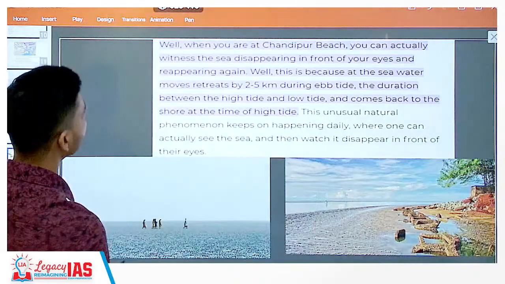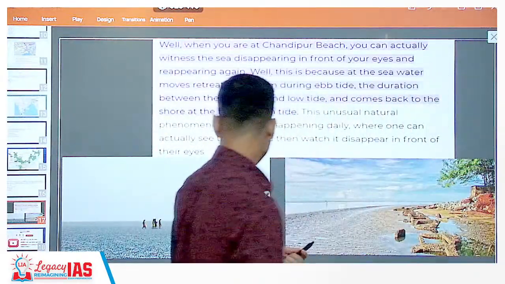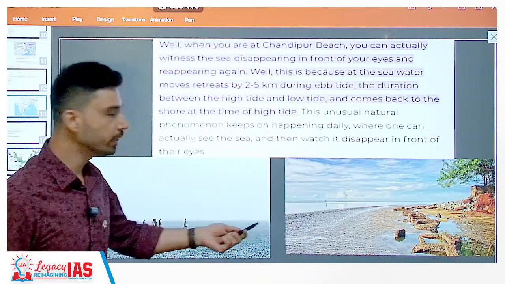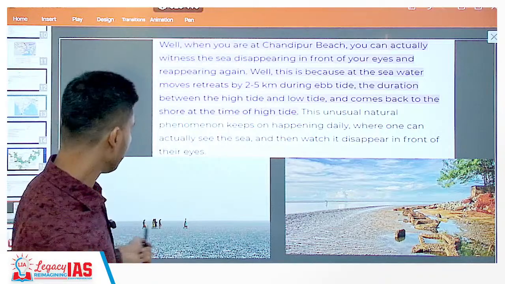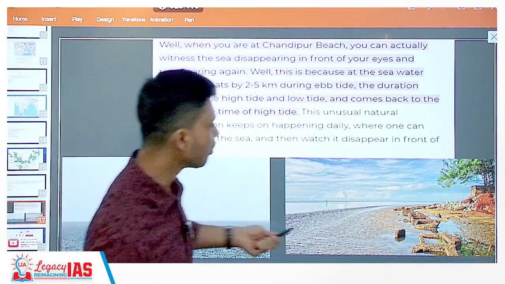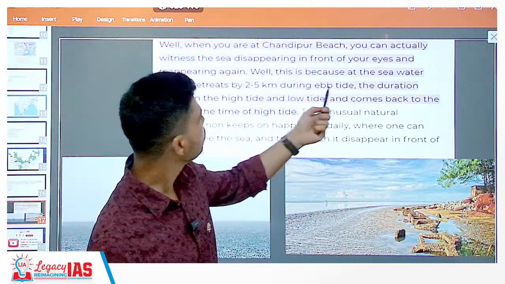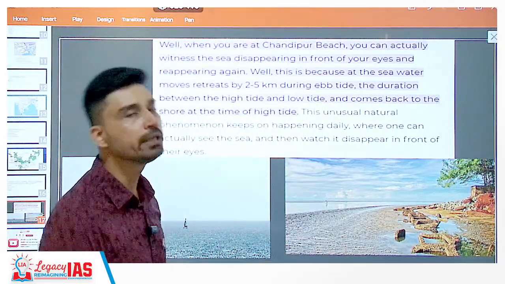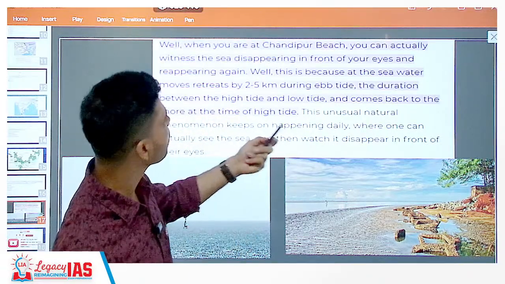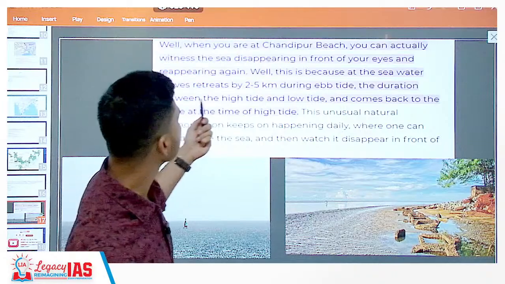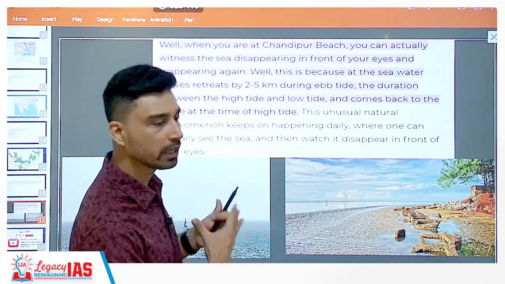So basically, Chandipur is a beach. The photograph you can see here is taken during low tide, and as you can see from the image, the people who are walking in this area are walking on the seabed. The water level has receded to such an extent. When you are at Chandipur beach, you can actually witness the sea disappearing in front of your eyes and reappearing again. The sea water retreats by 2 to 5 kilometers during ebb tide. Ebb tide means low tide, when the water level is falling down.